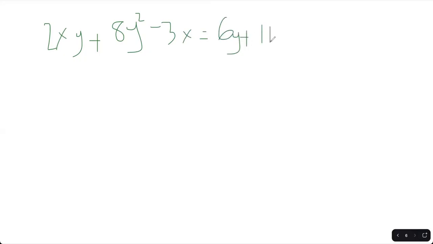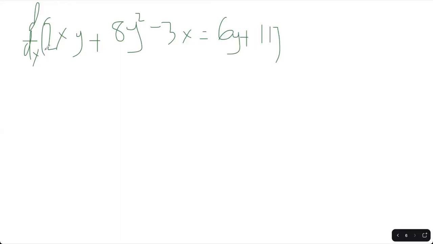There are a bunch of examples of this. For example, 2xy plus 8y squared minus 3x is equal to 6y plus 11. This is a very complex equation at first, but with implicit differentiation, you can actually simplify it a lot.